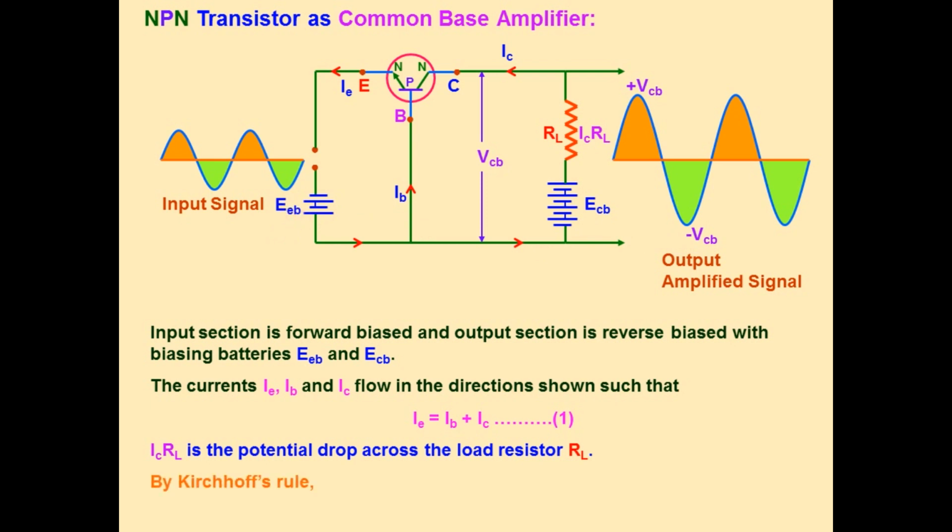Apply Kirchhoff's second law, or Kirchhoff's voltage law: VCB, the voltage across collector and base, equals ECB minus IC into RL. This is the direction of collector current. So the voltage drop across collector and base equals ECB minus the voltage drop across the load resistance. So VCB equals ECB minus IC RC. In the previous video, I considered this as VCC, no problem.